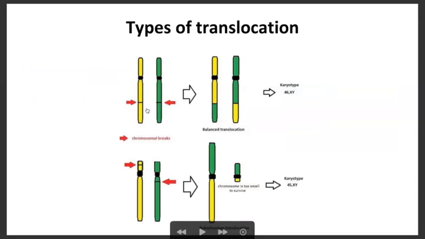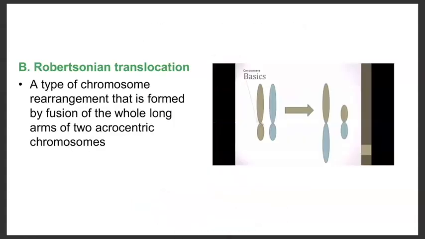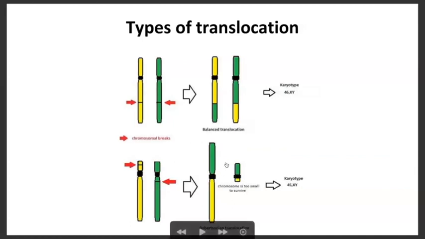You have chromosomal breaks and you have an exchange of segments of two non-homologous chromosomes, and thus a formation of a balanced translocation. For Robertsonian translocation, the chromosomal breaks would occur at different levels in the chromosomes: one break is in the short arm, one break is in the long arm, and the breaks will now form this very long chromosome. Okay. Very long chromosome, and the other chromosome is a smaller portion of that chromosome.